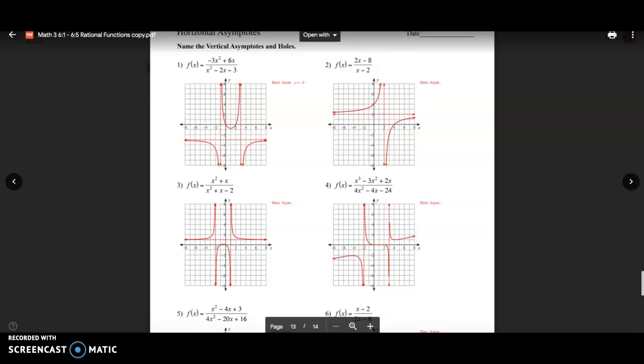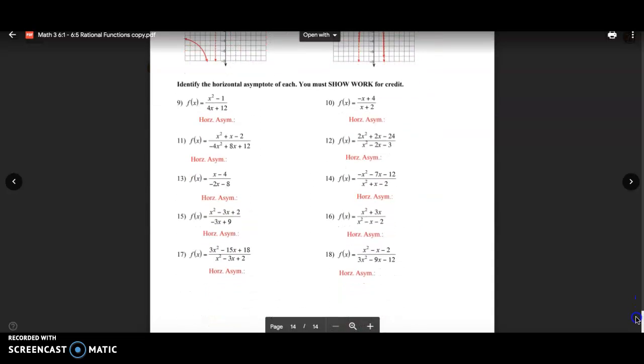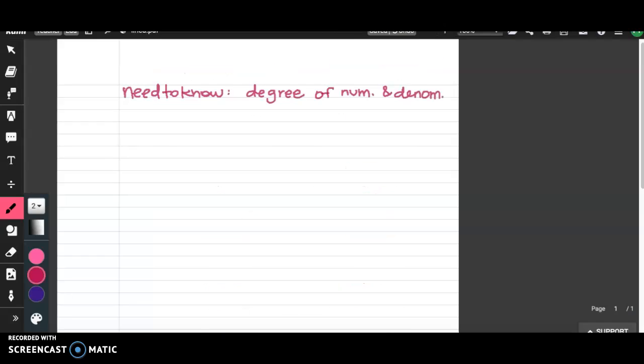All right? I went over the ones down here at the bottom with the equations and functions. I opened a separate sheet, and I put here that you need to know what the degree of the numerator and denominator are before you can make any decisions about your horizontal asymptote. Once you compare the degrees of the numerator and denominator, you're going to have 3 cases. Either the degree of the top will be less than the degree of the bottom.